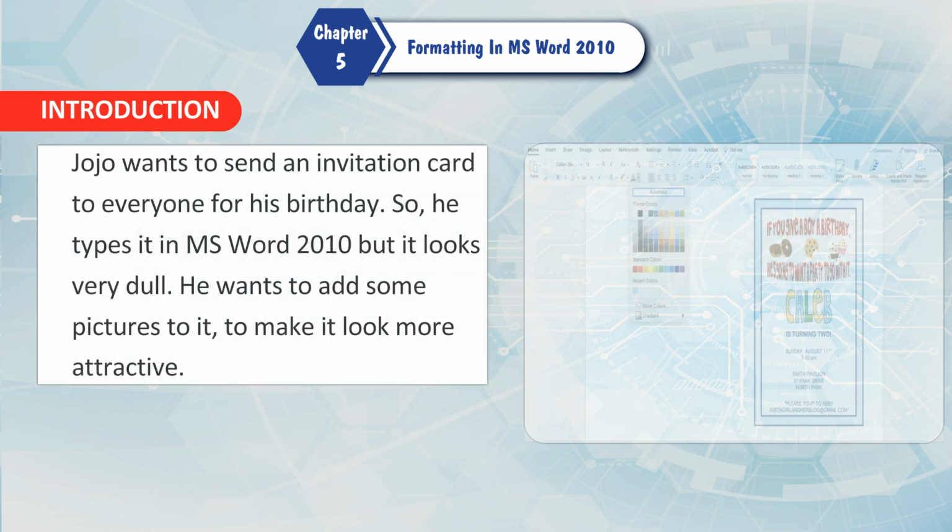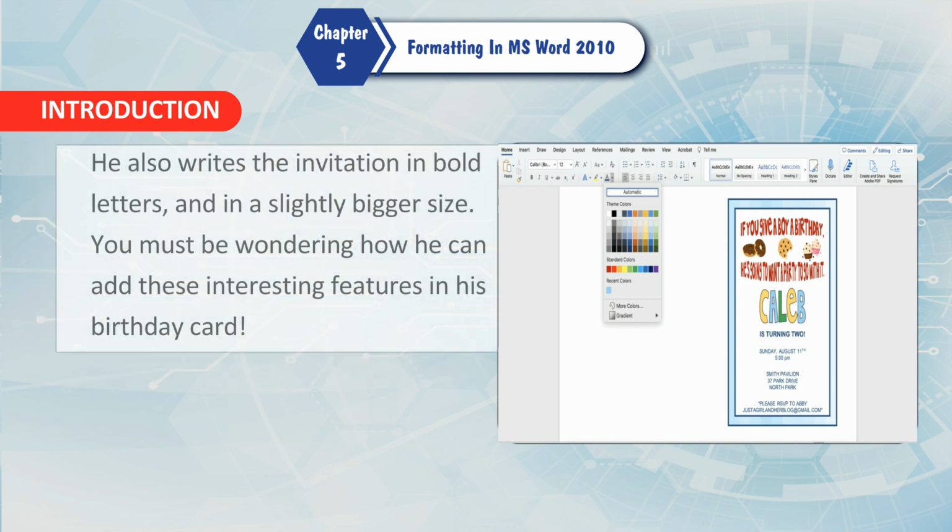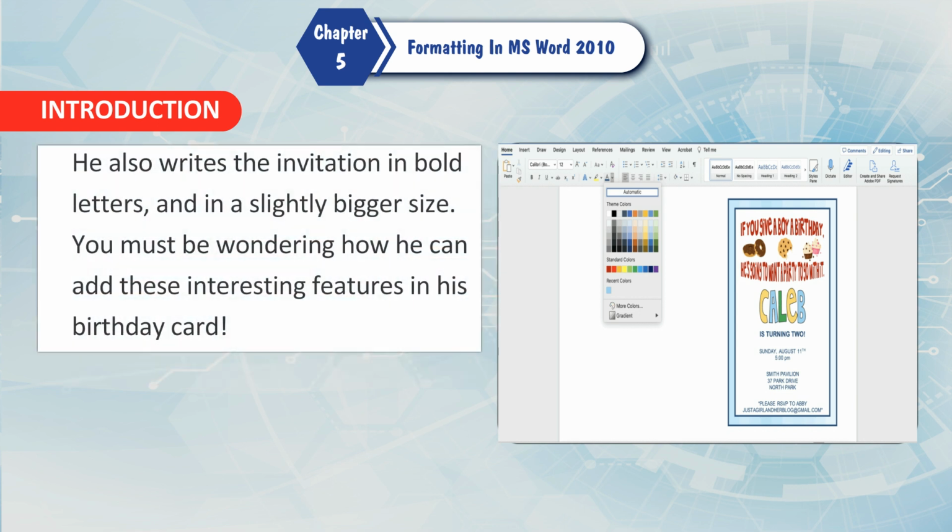Introduction. Jojo wants to send an invitation card to everyone for his birthday, so he types it in MS Word 2010, but it looks very dull. He wants to add some pictures to it to make it look more attractive. He also writes the invitation in bold letters and in a slightly bigger size.